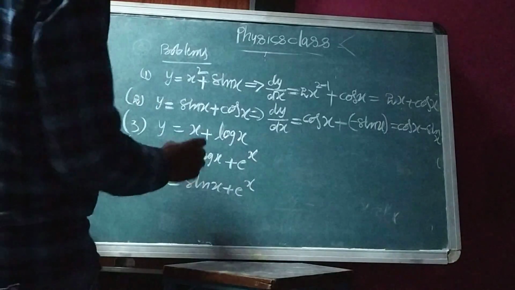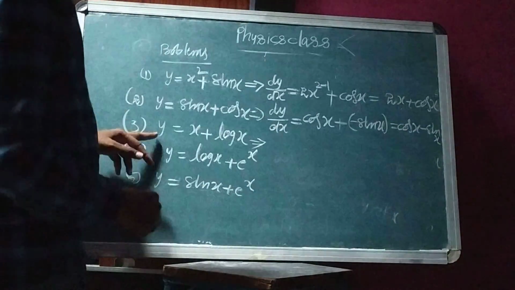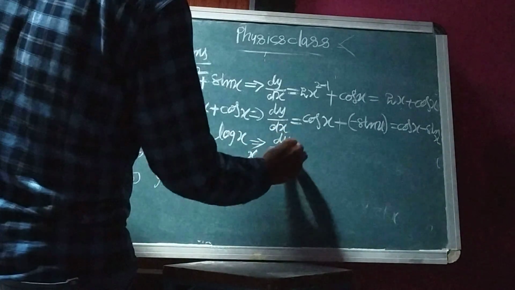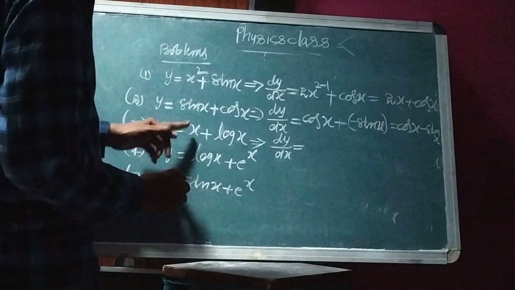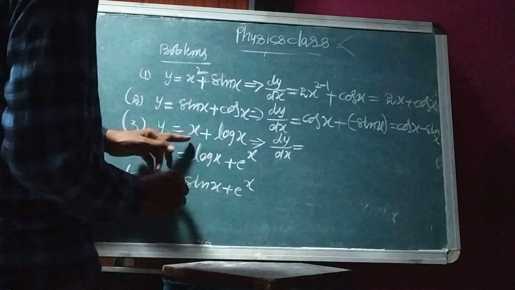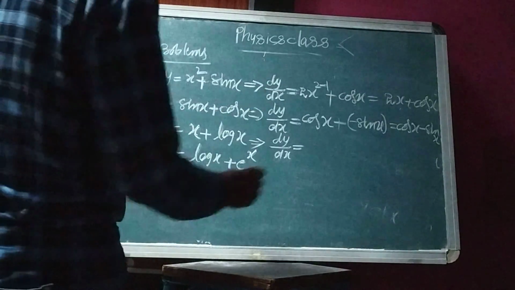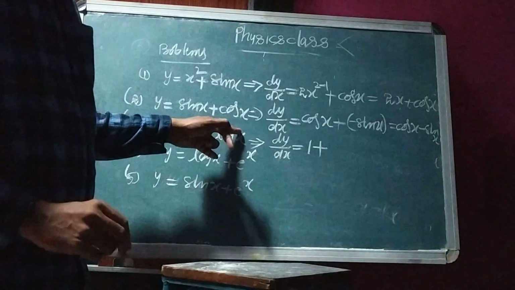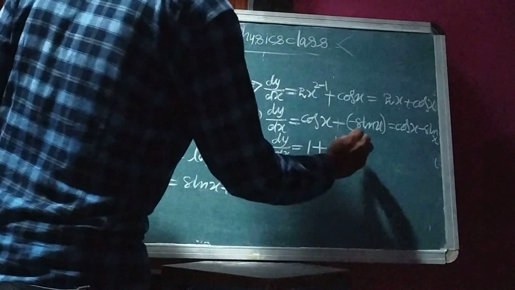Next, third problem, y is equal to x plus log x. In this problem, differentiate with respect to x. dy by dx is d by dx of x, which is x power 1 into x power n minus 1, that is 1 minus 1 is 0, so it comes 1, plus d by dx of log x, which is 1 by x.